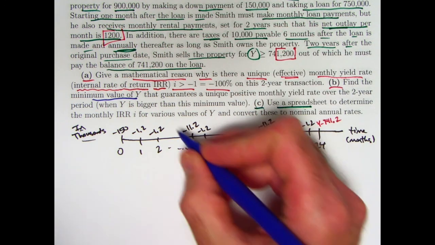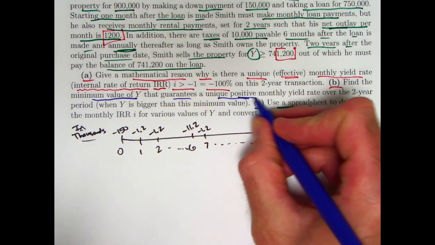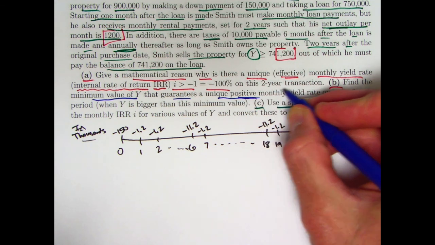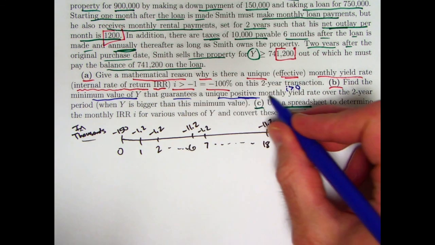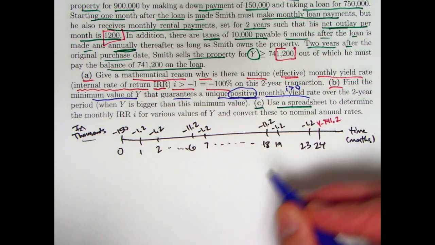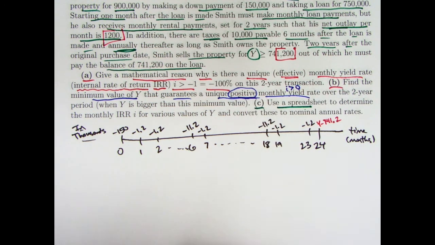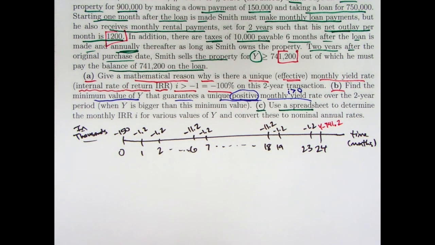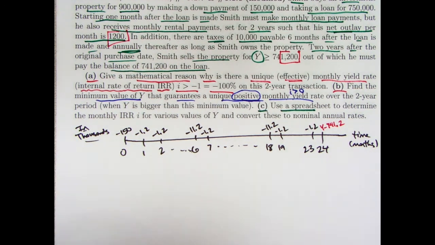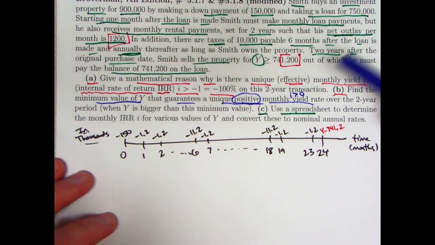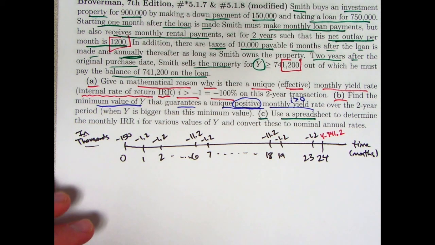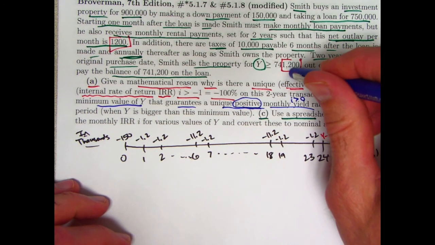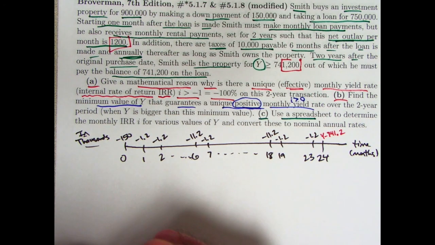What minimum sale price guarantees a unique positive monthly yield rate, I bigger than 0 instead of bigger than -1? Positive monthly yield rate over the 2-year period. It's evidently going to have to be a fair amount bigger than 741,200 in part B. But here in part A, evidently I is guaranteed to be bigger than negative 100%, which it better be, you would hope, as long as Y is bigger than 741.2 thousand.